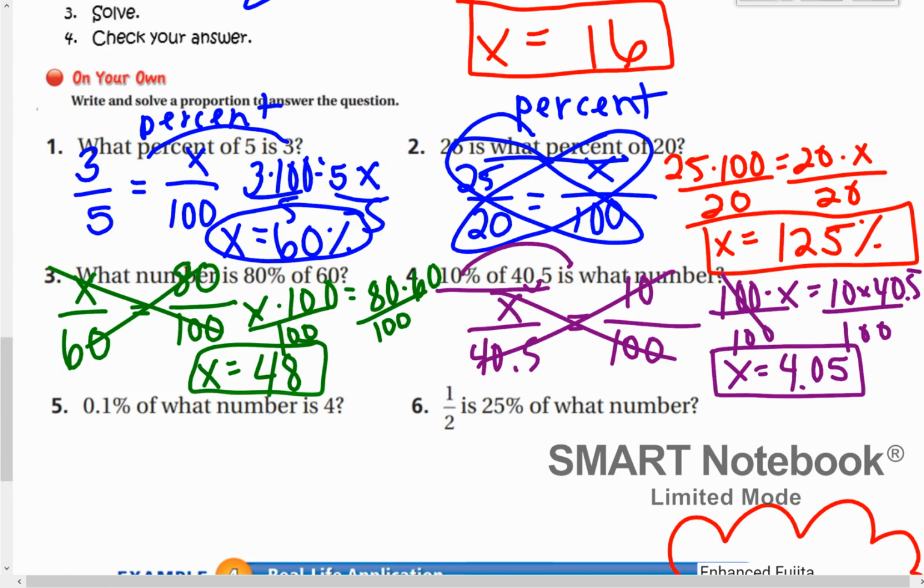So we didn't need to use a proportion for that. For your quiz, you will have to use a proportion in order to solve these. So it's good that we did that anyways. But yes, 4.05 is correct.